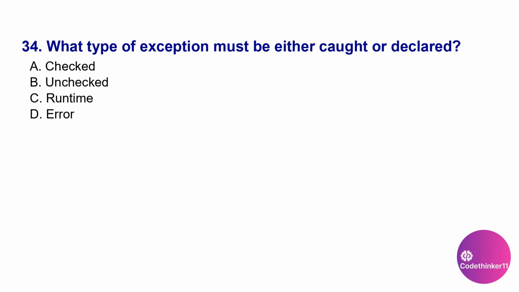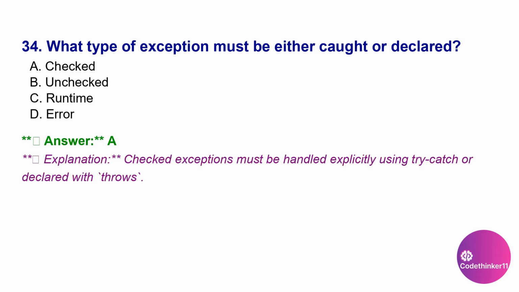Question 34. What type of exception must be either caught or declared? Option A. Checked. Option B. Unchecked. Option C. Runtime. Option D. Error. The correct answer is option A. Explanation. Checked exceptions must be handled explicitly using try, catch, or declared with throws.